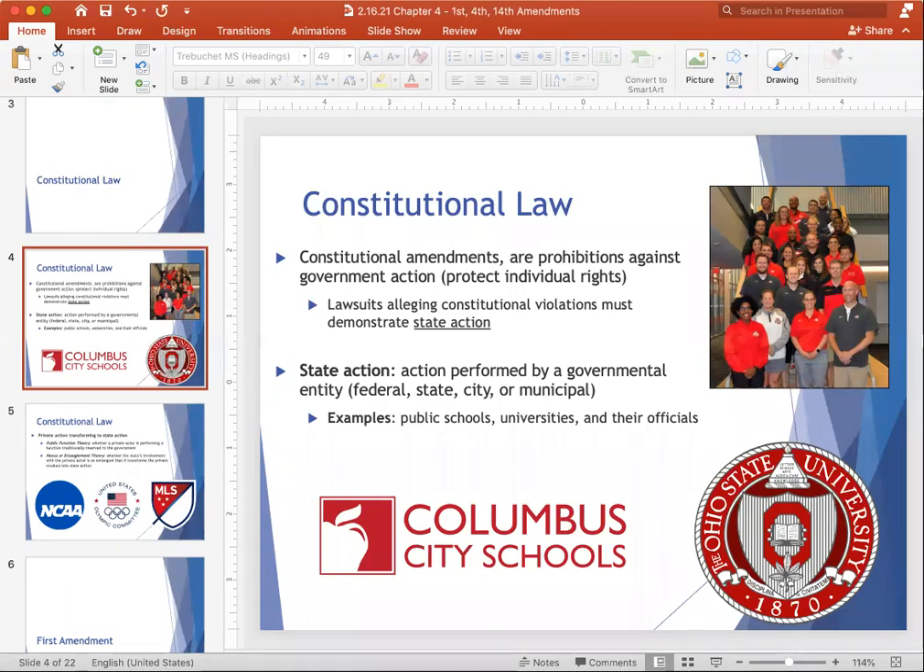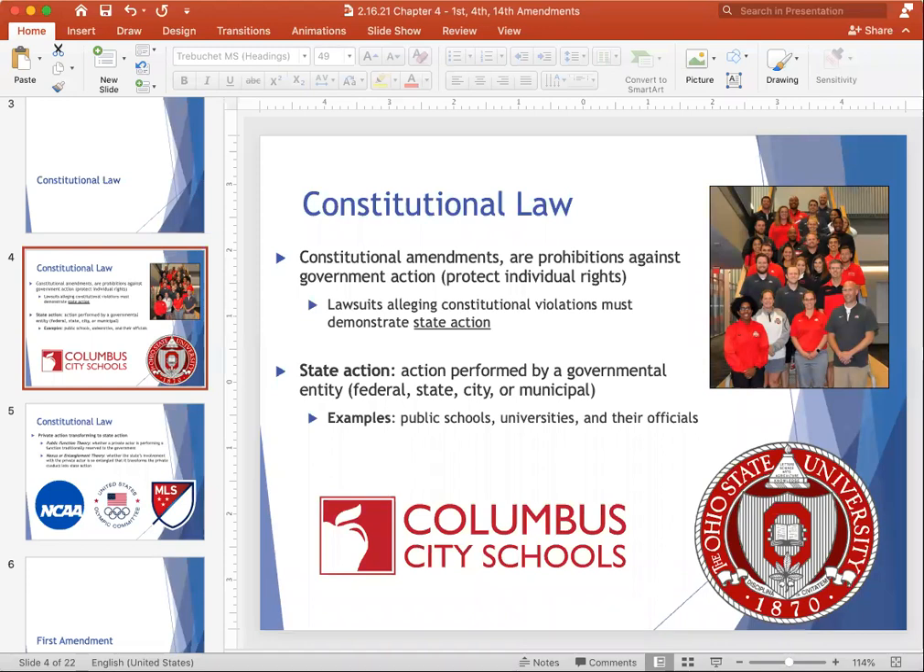Now, thinking about constitutional amendments broadly, they are designed to protect our individual rights. So our right to free speech, to free religion, our right to be free from unreasonable searches and seizures, our right to equal protection under the law. So constitutional amendments reflect provisions and protections for our individual rights. And the Constitution protects our individual rights by prohibiting certain governmental action.